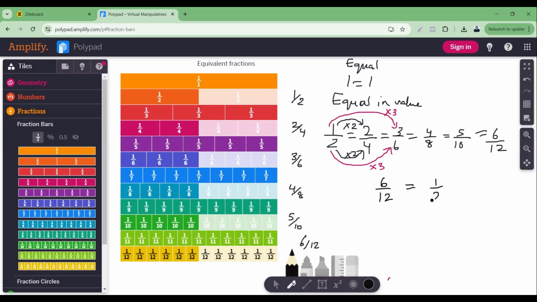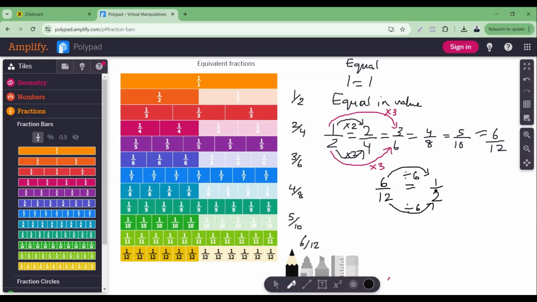Can I get one half from the 6/12? How can I get it? Can I divide this with the same number? So I can divide the 6 by the 6, and even the denominator I'm dividing with the same number, 6. Then I will get 1/2.